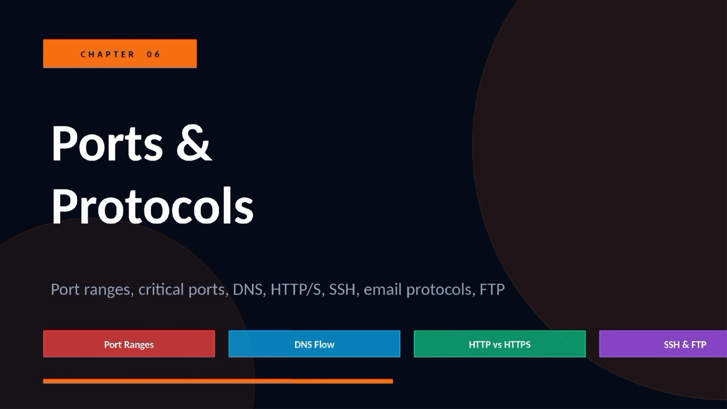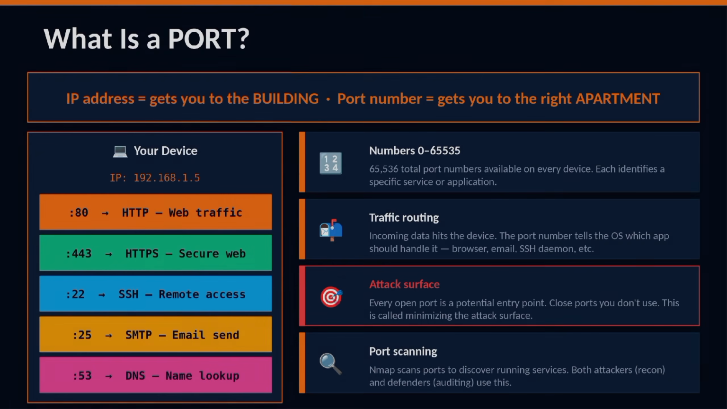Chapter 6, Ports and Protocols. What is a port? All right, let's come back to that apartment analogy, because it makes this super clear. Imagine you send a letter to a large apartment building. The address gets your letter to the building, but it doesn't tell you which apartment to deliver it to. That's where the port comes in. The IP address gets data to the device. The port number gets it to the right application on that device.